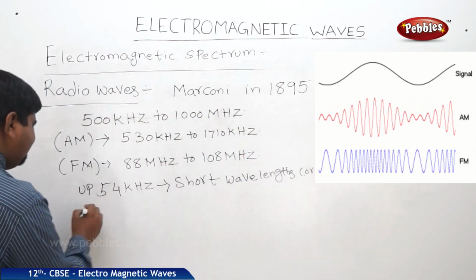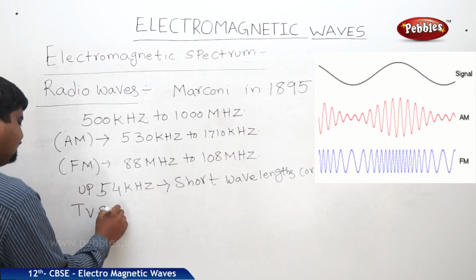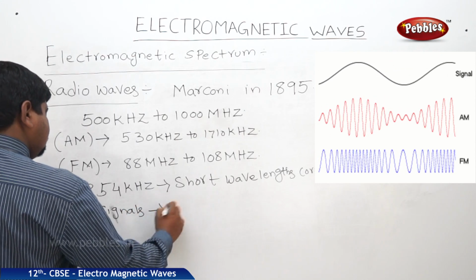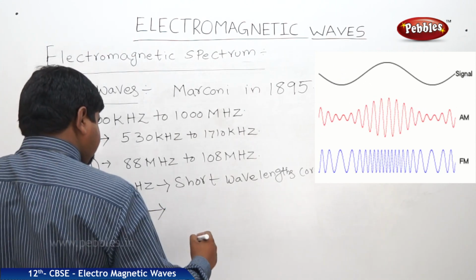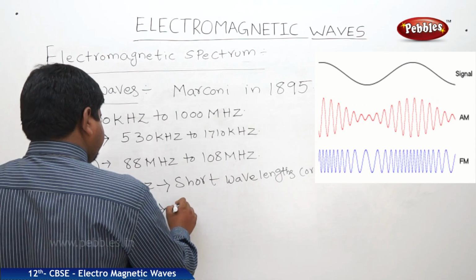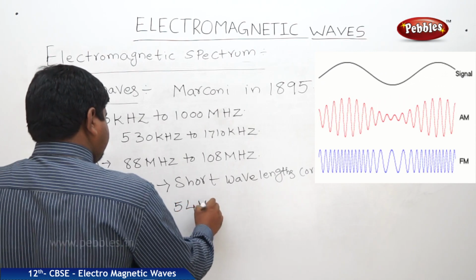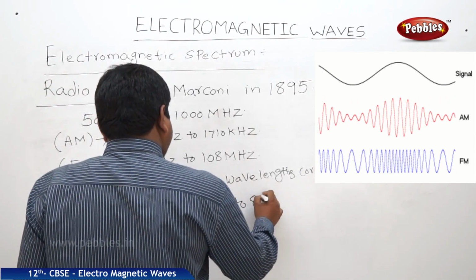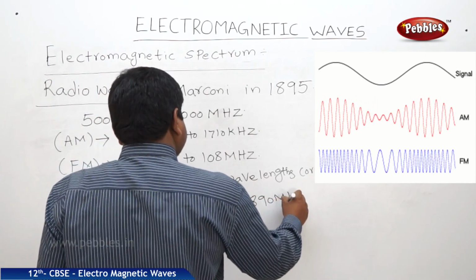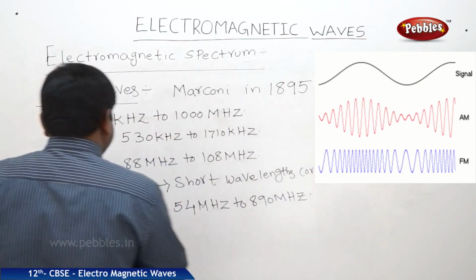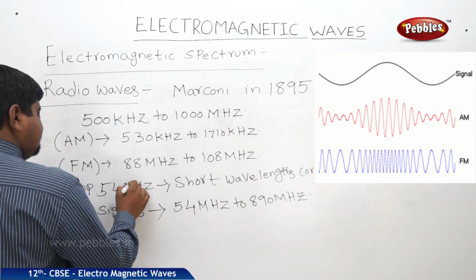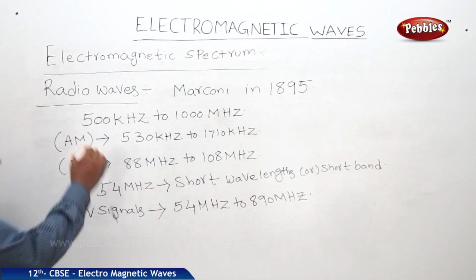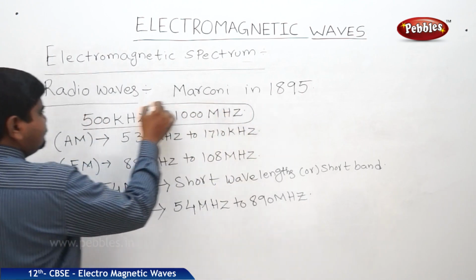So what is the range of TV signals in these radio waves? For TV signals, it is 54 megahertz to 890 megahertz. So this is also 54 megahertz. This is up to short wavelengths. See, this is the original range of radio waves.